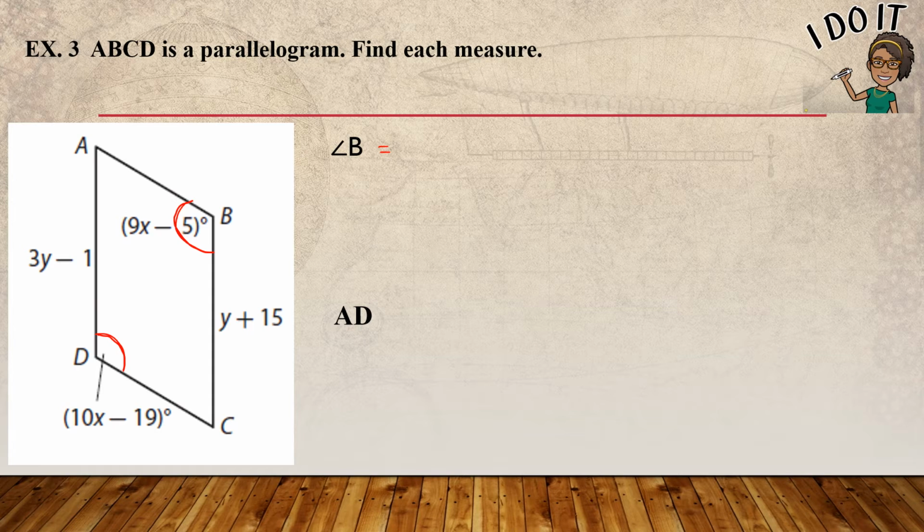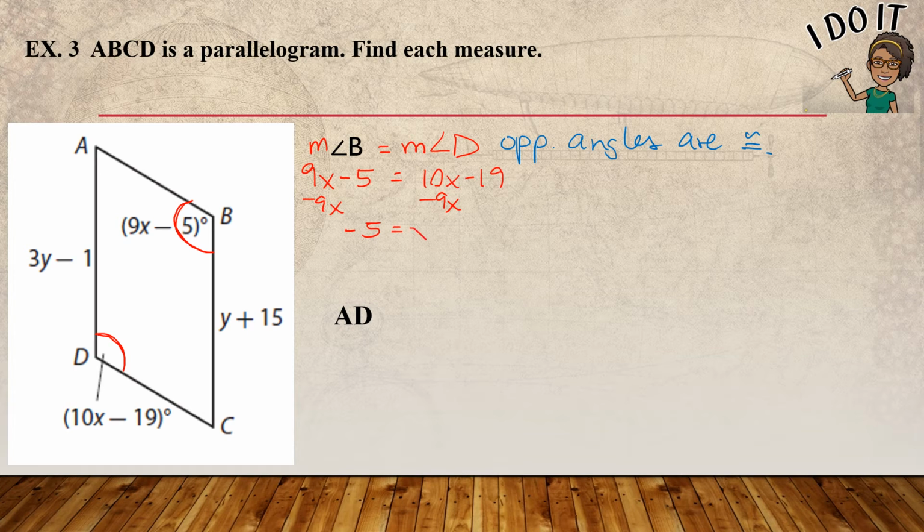I see that these two angles are opposite of each other, and we know that opposite angles in a parallelogram are congruent. So that means the measure of angle B is equal to the measure of angle D. So remember, the property we're using is opposite angles are congruent. So now that we have our setup, we're just going to go ahead and substitute in the values. So angle D is 10x minus 19.